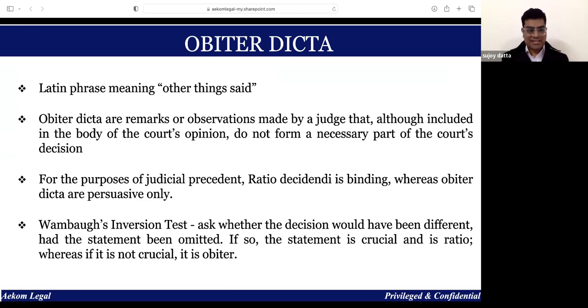A popular test laid down in foreign jurisdictions is the Wambaugh inversion test, which encourages you to ask whether the decision would have been different had the statement been omitted. If so, the statement is crucial and would form part of the ratio. And if, had it been removed, the judgment would still have gone in the same direction, then it is not crucial and it would merely be obiter dicta.